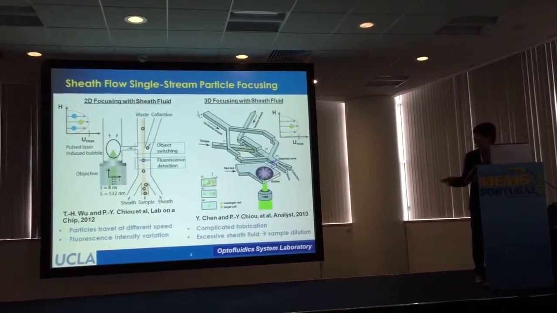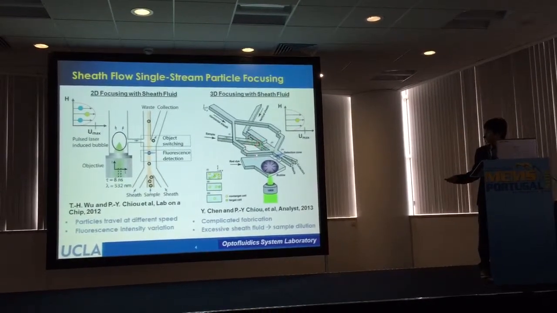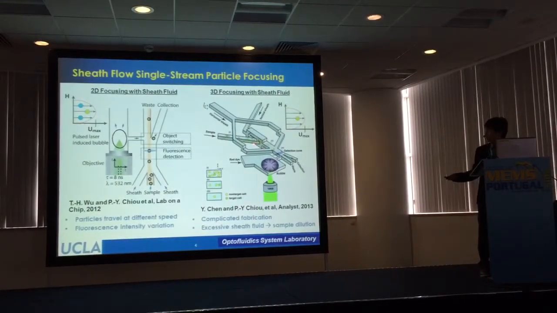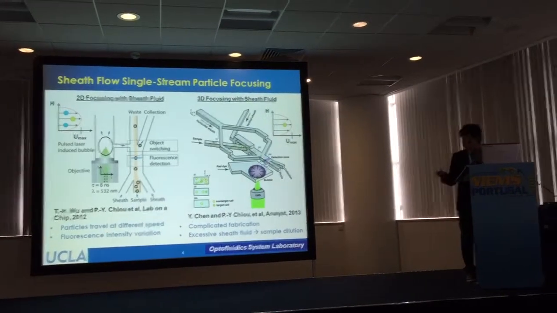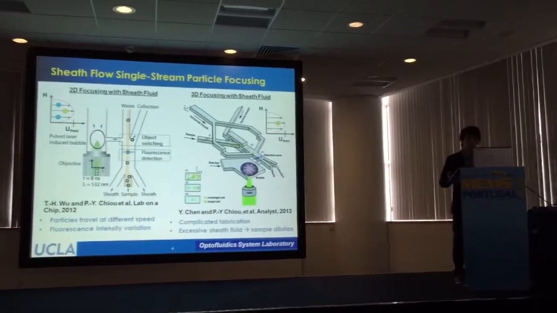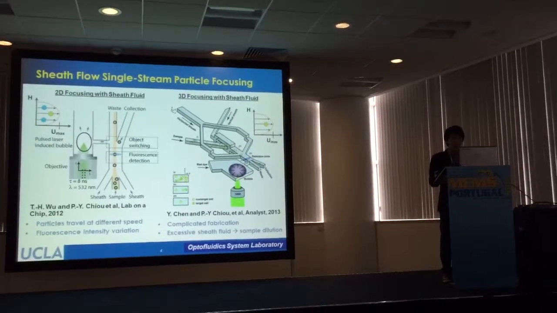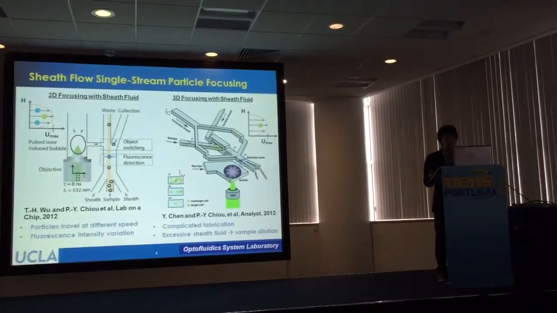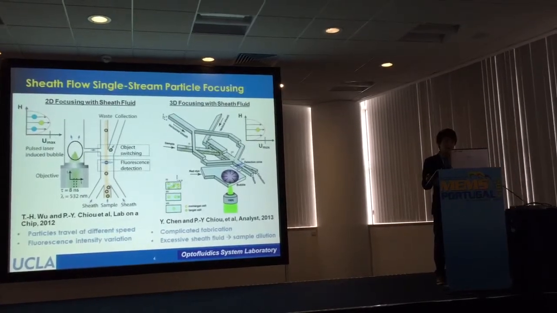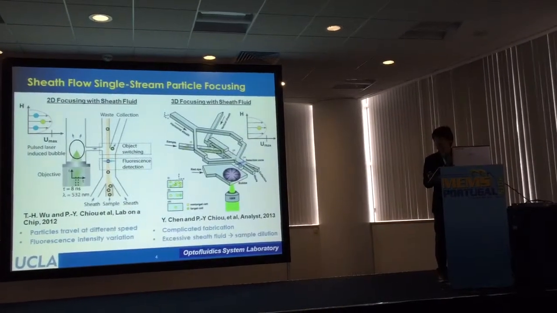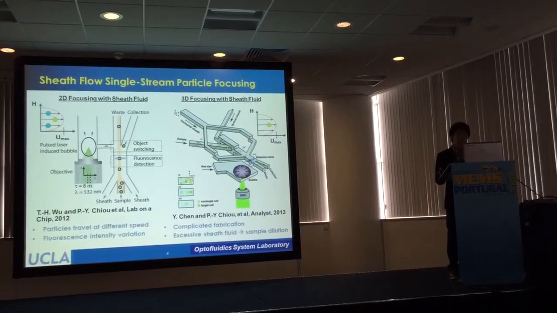So we introduced another sheath flow in the third dimension, shown here. So particles first get focused in the vertical direction and then the lateral direction. In such a way, we can focus particles in a single stream. However, the introduction of the excessive sheath flow will dilute the sample a lot. Also, this device will require a complicated multi-layer PDMS fabrication technique.